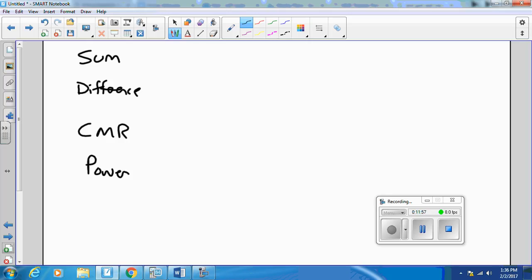I would like to get a sum, difference, constant multiple rule, and power rule for antiderivatives. And if I have those 4 things, then I can find antiderivatives of any polynomial. Okay, so let's go. Because the derivative of a sum is the sum of derivatives, I can reverse this.